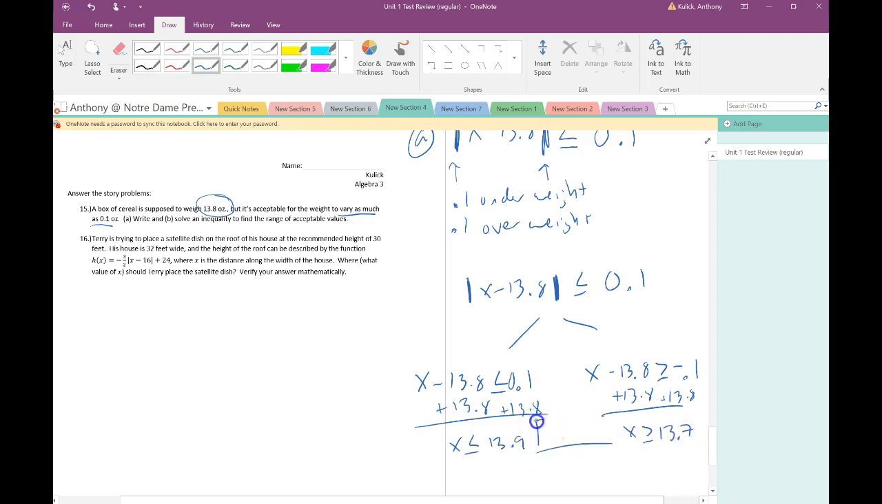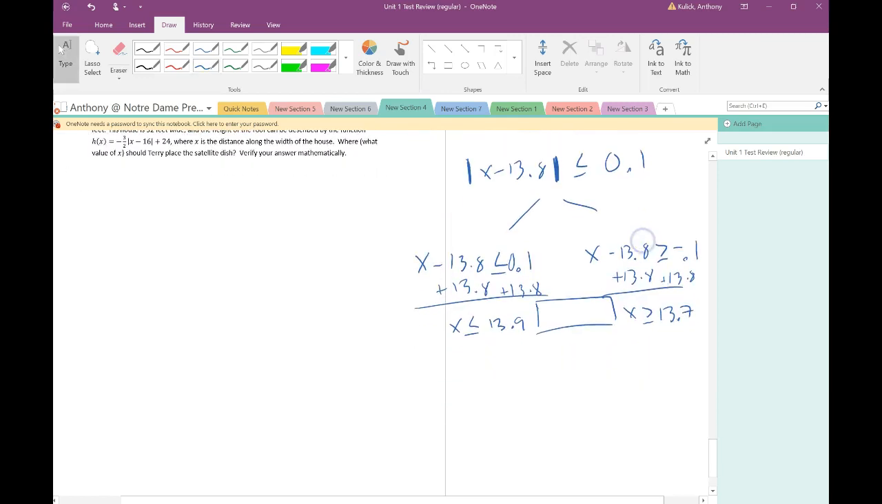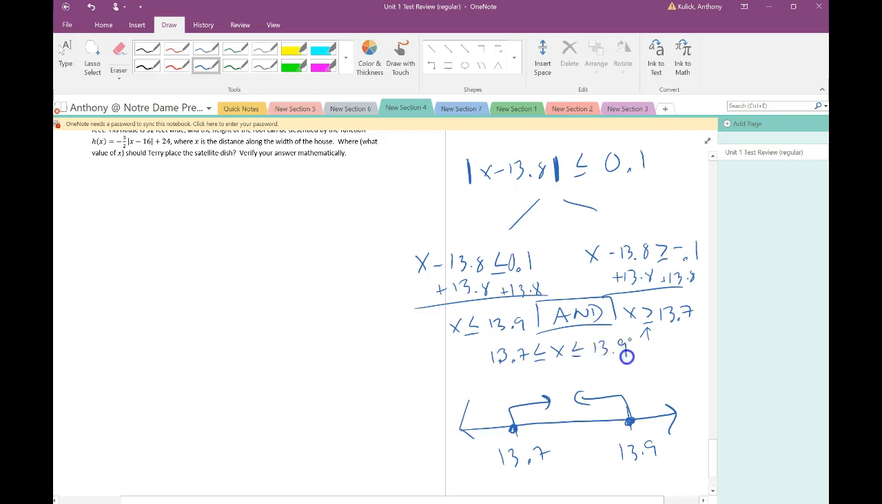And the last thing I have to do is decide whether this should be "and" or "or" between them. The easiest way to do that is to just plot them on a number line. So 13.7, 13.9. It's greater than or equal to 13.7 and it's less than or equal to 13.9. Because the arrows are pointing together, I can write this as the word "and." Or if you prefer, for those of you that are fancy, you could write it this way, and that's okay also. Either one would be fine. You don't have to do it one way or the other on the test. I would accept either one.